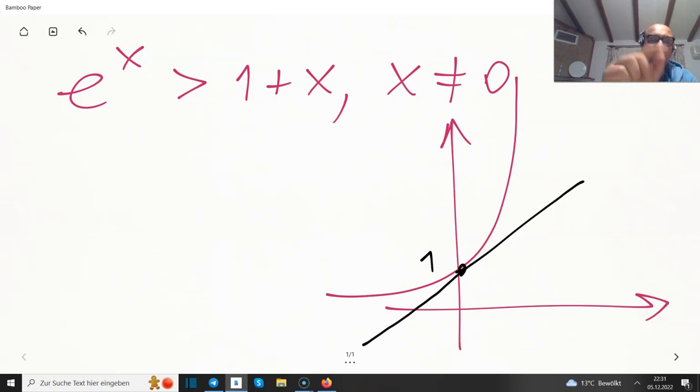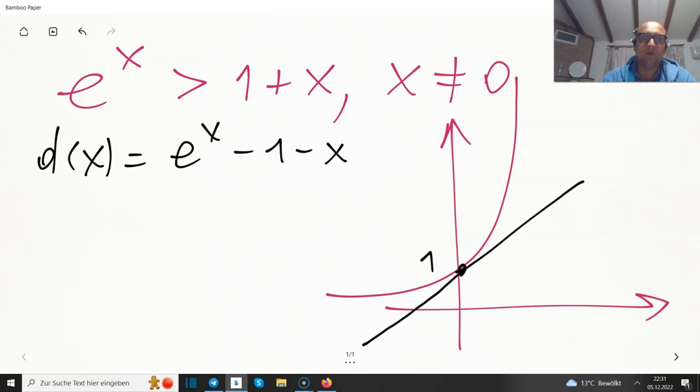So what we're doing here, we are producing a so-called difference function, d of x, which is e to the power of x minus 1 minus x. This is the distance function, and if it's positive all the time, then we're fine, right? As you can see, at 0, if we put in 0 for x, we really get 0. And the question is, what is the behavior of the function outside of 0?